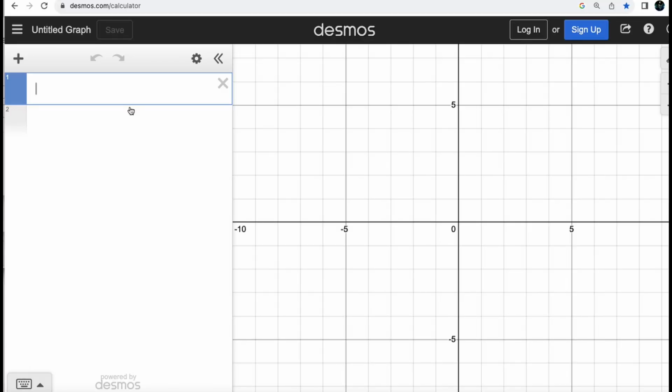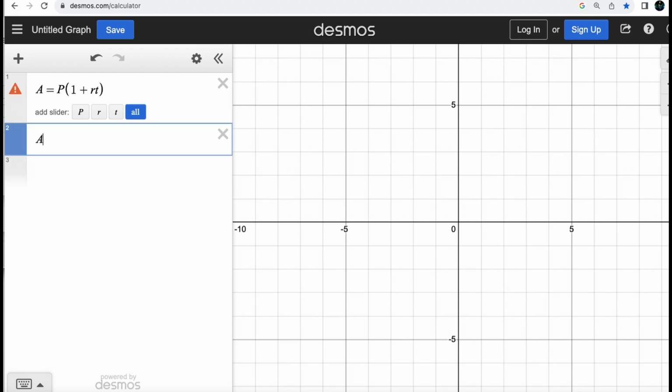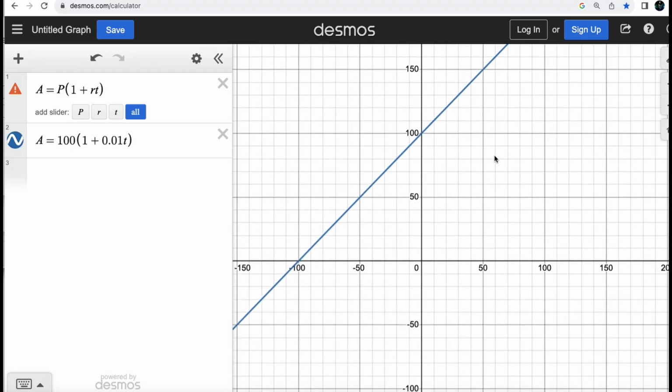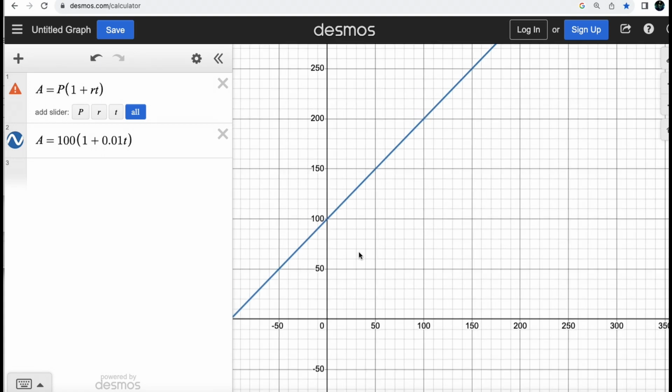So I'm going to go to Desmos and plot what would happen at these two different banks. One of them would follow the formula for simple interest, which is P times 1 plus RT. And so I put in $100. My interest rate, I said, was 0.01. And you leave T as a variable so you can see how the account grows with time. With simple interest, we get linear growth.